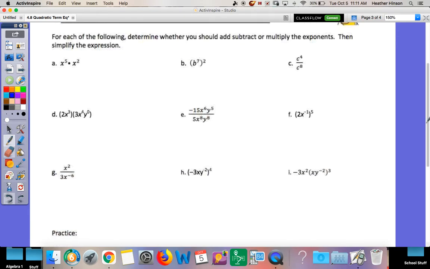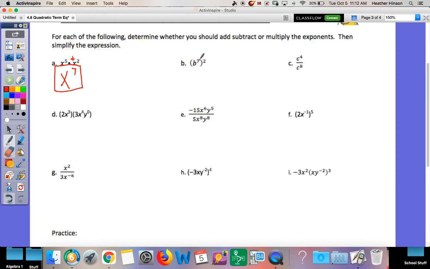Okay. So, for A, we have x to the 5th times x squared. When we're multiplying, we're actually going to add those exponents. So, 5 plus 2 is 7. We don't have any negative exponents. It's no like terms, so this is it.